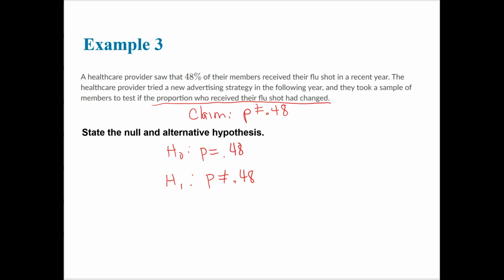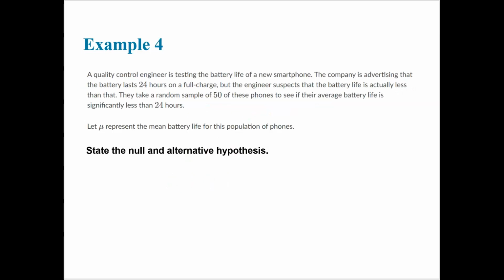We'll do one more example. A quality control engineer is testing the battery life of a new smartphone. The company is advertising that the battery lasts 24 hours on a full charge, but the engineer suspects that the battery life is actually less than that. They take a random sample of 50 of those phones to see if their average battery life is significantly less than 24 hours. So the claim here, what we're trying to figure out is, is the average less than 24 hours?